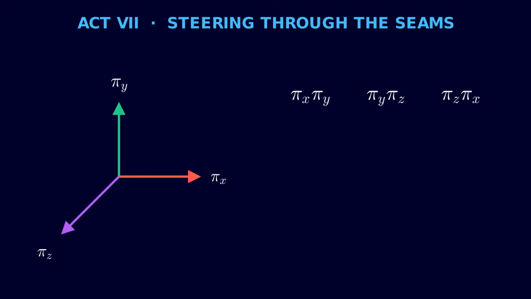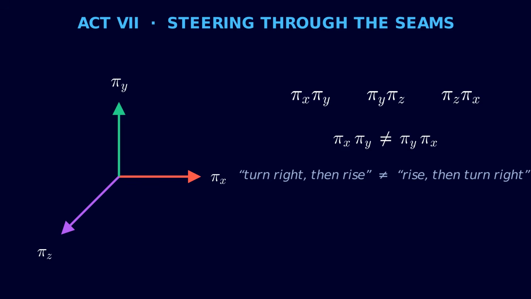The seed has three distinguished generators, pi x, pi y, and pi z, three natural control directions. Rather than mounting engines around the hull, the cruiser steers by composing internal operations. And because those compositions do not commute, "turn right, then rise" can differ geometrically from "rise, then turn right." The vehicle is controlled not by ordinary vector addition, but by a noncommutative navigation language.